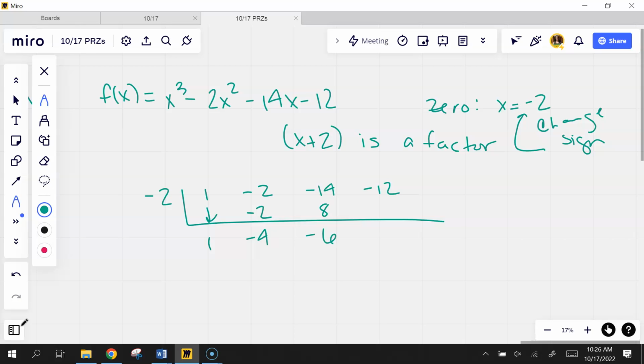6, negative 6. What? You're adding. Wonder, how do you get 8? Isn't it usually 2 times negative 2 times negative 10? Yes. You always multiply by the number on the outside and then you add the column. So negative 2 times negative 4 is 8, and then I add that column together.